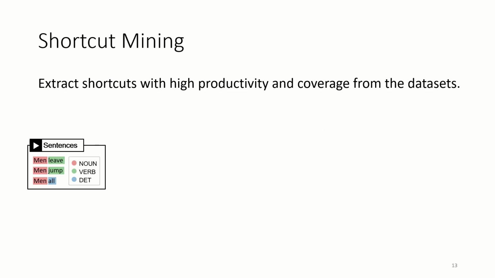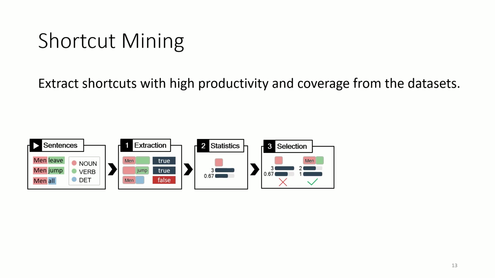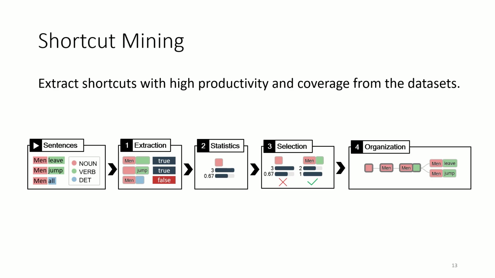It is expected to have a series of algorithms to mine the shortcuts from the datasets. We designed a shortcut mining algorithm to extract shortcuts with high productivity and coverage from the datasets. We first enumerate potential shortcuts from the datasets, which fall into the scope of the defined shortcuts. Then we calculate statistics of them and filter them with high productivity and coverage. We finally organize them into a hierarchical structure like this. The parents of the shortcuts can cover the instances covered by the children by definition.